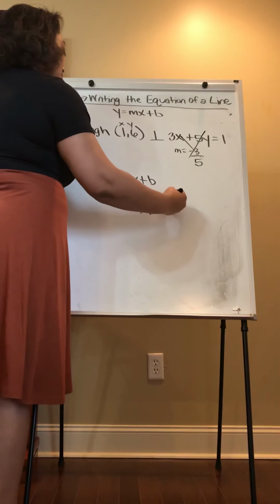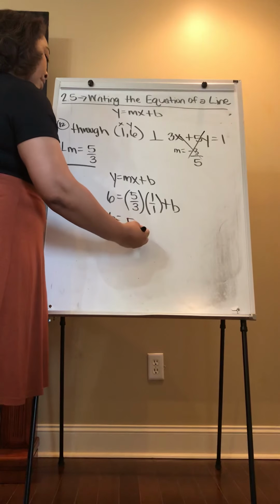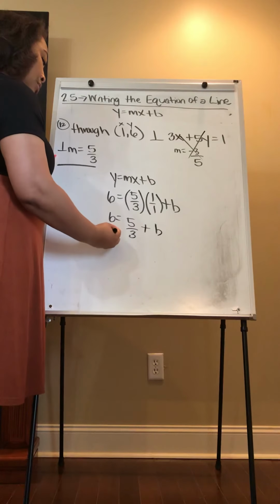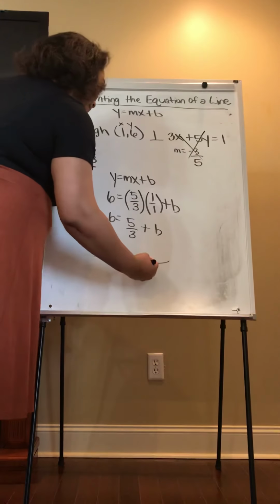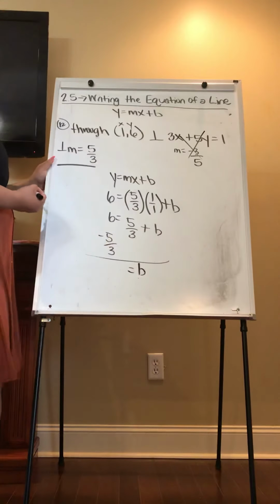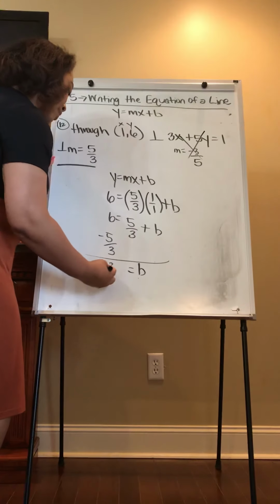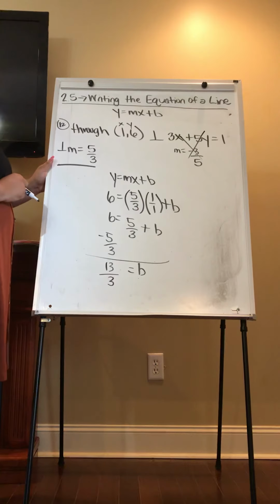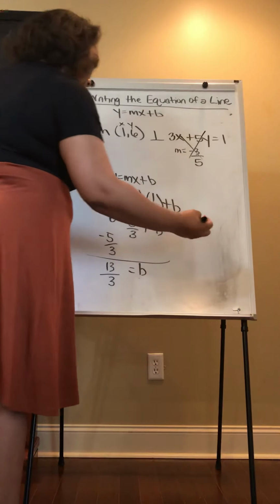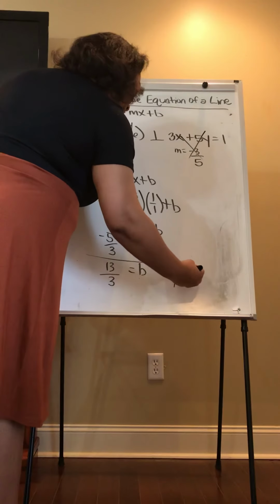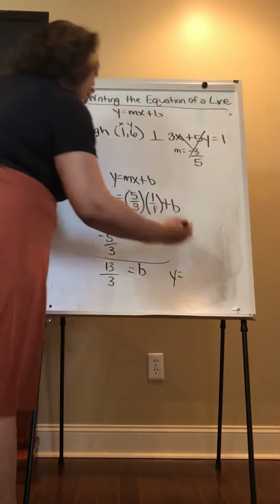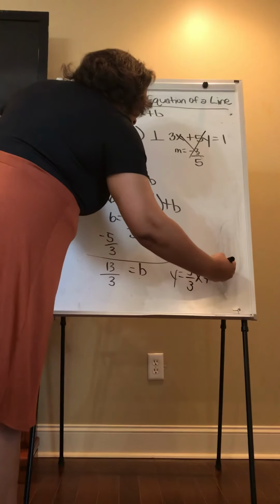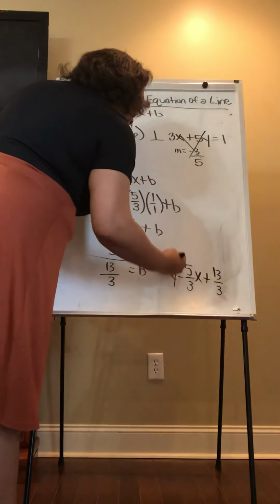So we're going to multiply, and you know that's just going to be 5/3 if you multiply times 1. And so to get b by itself, you're going to subtract 5/3 from 6. And when we subtract, that will give me a 13 over 3. And again, you can do this in the calculator. So my equation would be y equals, my perpendicular slope is 5 over 3x plus 13 over 3.